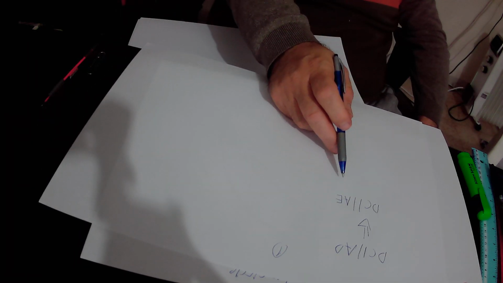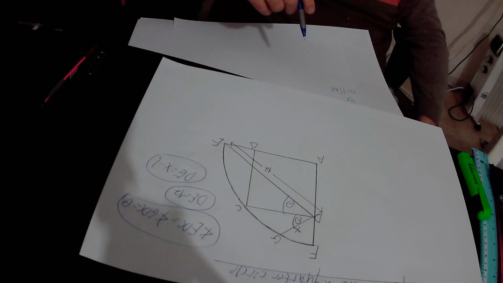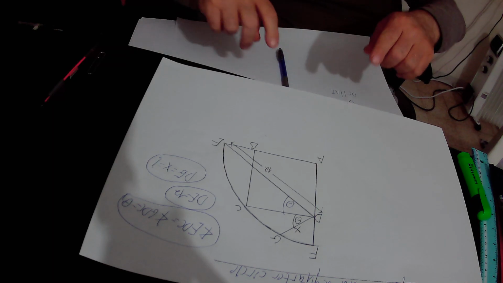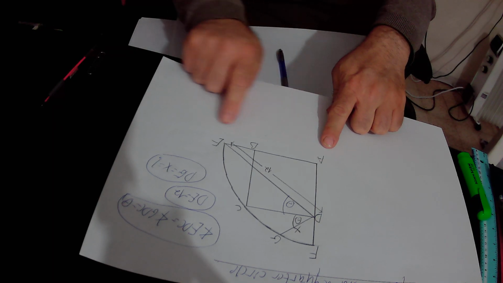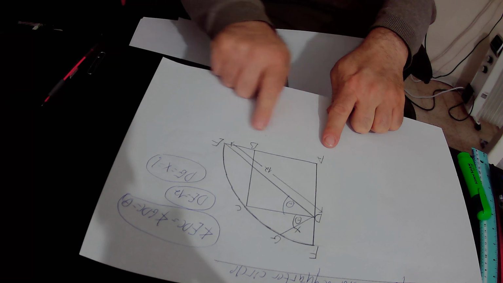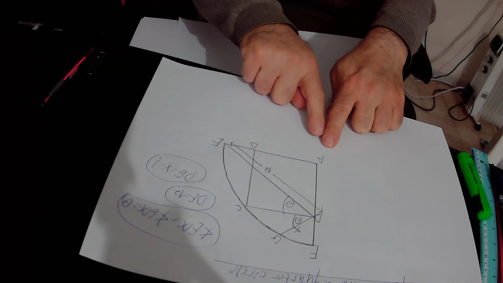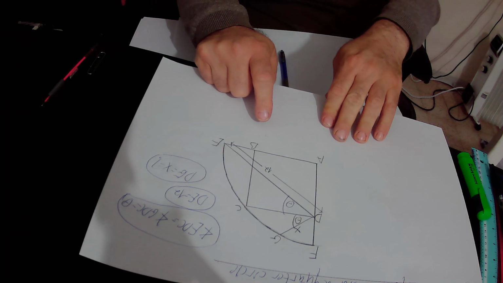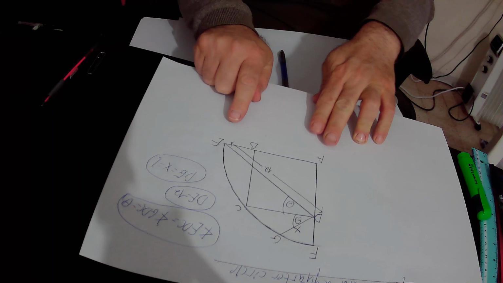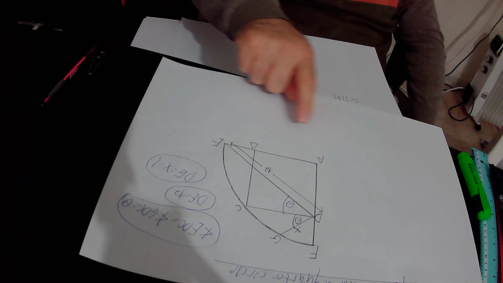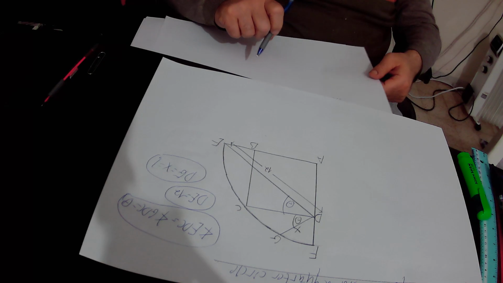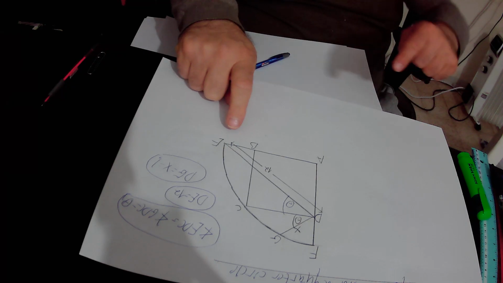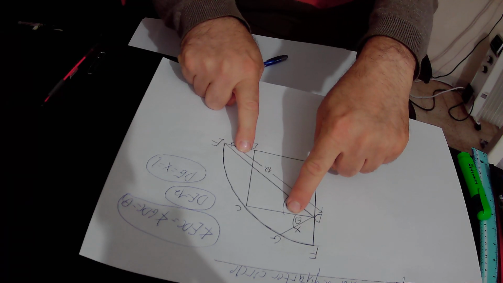Side DC must also be parallel to AE, because AB is part of AE, and we know that DC is parallel to AB. If a straight line is parallel to a part of another straight line, then it must also be parallel to the whole straight line. Therefore, DC must also be parallel to AE. And from the fact that DC is parallel to AE, we derive that those two angles are equal to each other.